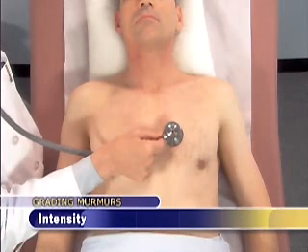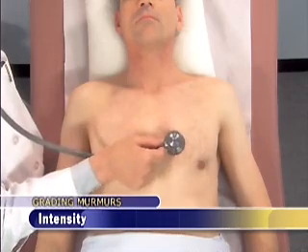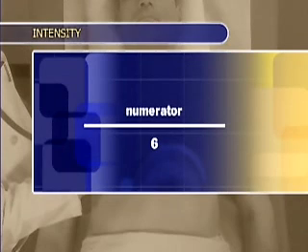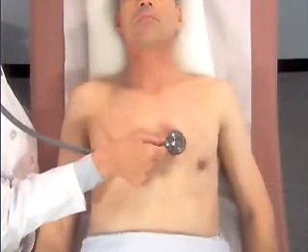Intensity is usually graded on a 6-point scale and expressed as a ratio. The numerator describes the intensity of the murmur wherever it is loudest, and the denominator by convention is 6, indicating the scale you are using. Intensity is influenced by the thickness of the chest wall and the presence of intervening tissue.